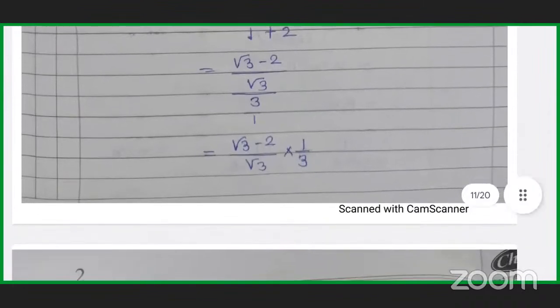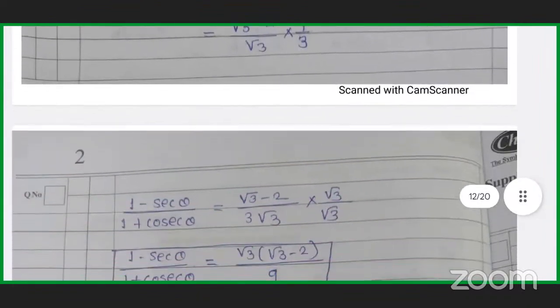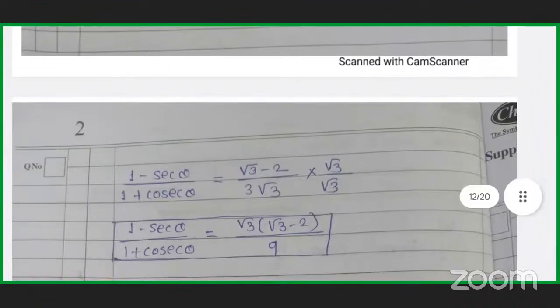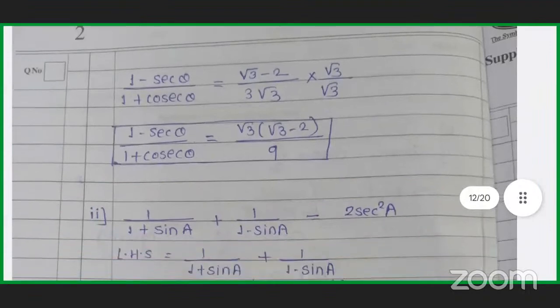So root 3 minus 2 upon root 3 multiplied by 1 upon 3. So just rationalize the denominator. We have to multiply numerator and denominator by root 3. So here we'll get root 3 in bracket, root 3 minus 2. And here we'll get 3 multiplied by root 3 into root 3, that is 3. 3 3s are 9. So what will be the answer? Root 3 in bracket, root 3 minus 2 upon 9.